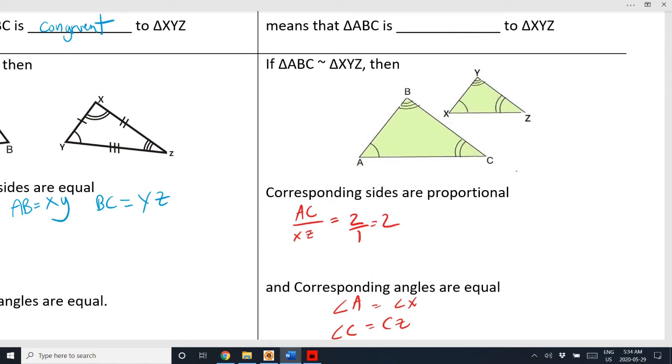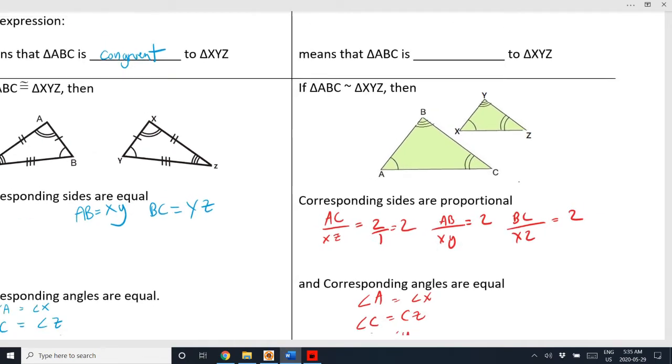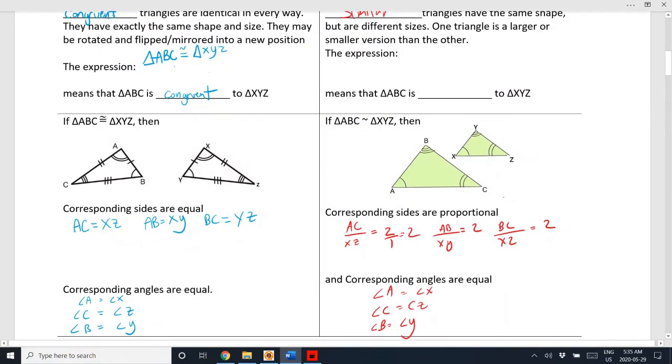Okay, if we check A and B, we can check the other side, which is X and Y, and we'll see that it'll be the same value when we find the ratio. And last one, B and C and X and Z. So B and C, X and Z, and if we check this, it should also be 2, since the rest of them are 2. That's when we know that the triangles are similar. So they have the same angles, but they're all proportional to each other, the sides.